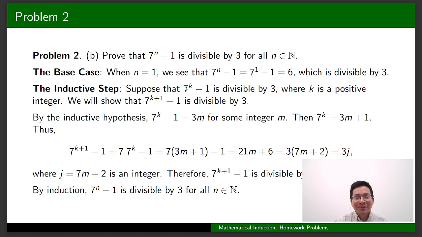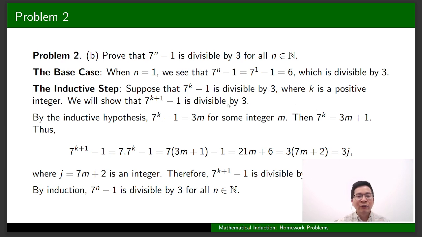Okay, so again, because we can divide this number by 3, by definition, it is 3 times something, where something is an integer. So we can denote that integer by m. We can rewrite this equation as 7 to the k equals 3m plus 1 by moving minus 1 to the right hand side, or adding 1 to both sides. So this and this are just the same, and they follow from the inductive hypothesis. So this is what we have.